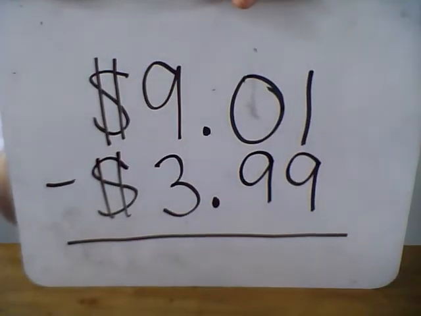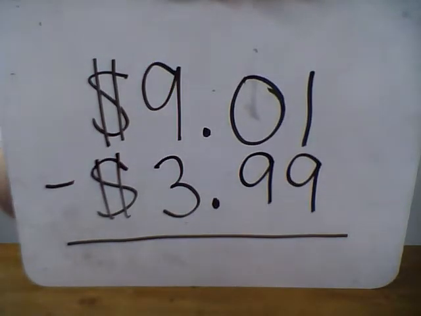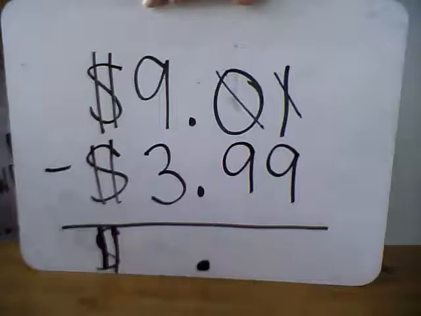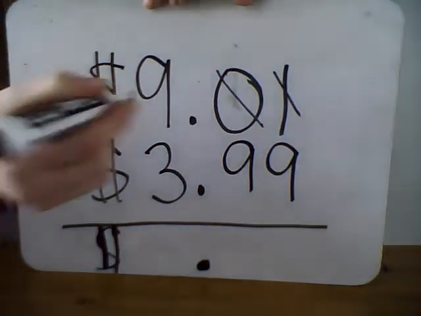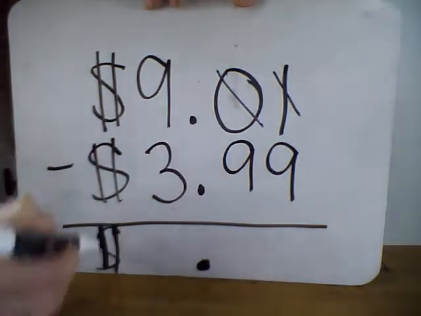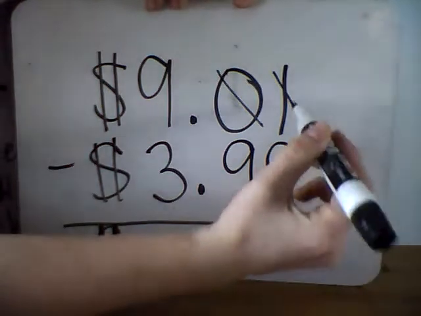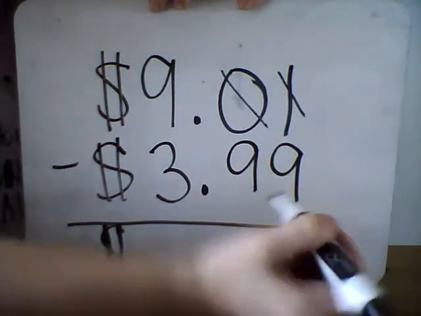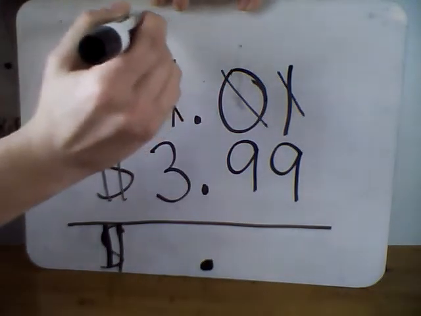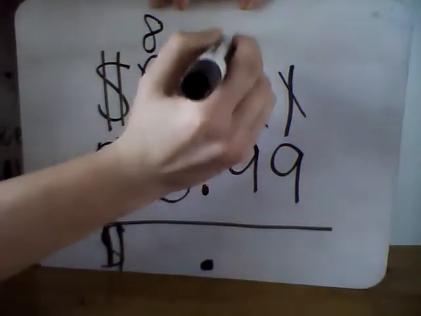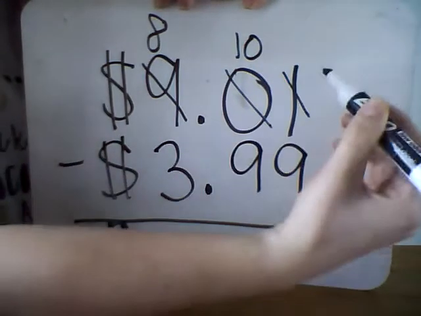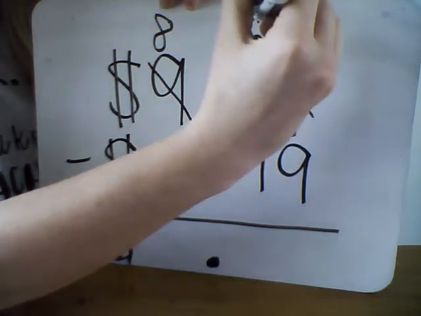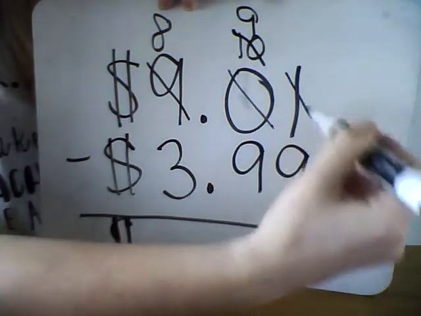The next one is $9.01 minus $3.99. Pause the video. So what you need to do is first bring down your decimal sign and then bring down your dollar sign. 1 cannot take away from 9, and 0 is not enough to take from that. So you go over here, you take 1, then you bring back 10. Once you come back to your house, my goodness, you still don't have enough.